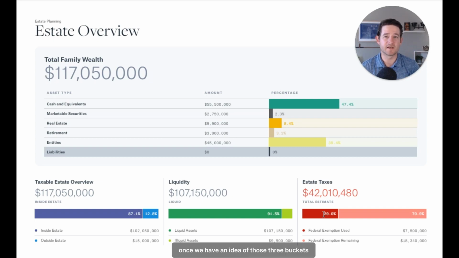Once we have an idea of those three buckets, we then can determine what are some strategies that we need to implement in order to reduce that. So if you have a net worth that's over that $13 million number, or you anticipate you're going to have that over that number in the future from a net worth perspective, I would highly encourage you to start thinking about some estate planning strategies that can reduce that. The great thing about estate planning is that if you do it right and you do it in advance, there are many ways where we can take an estate tax number and we can reduce it or even eliminate it.